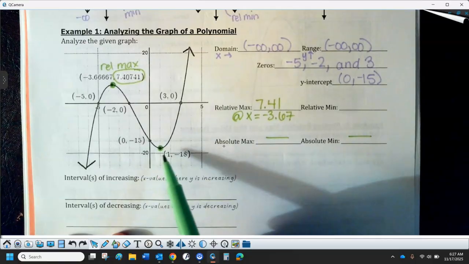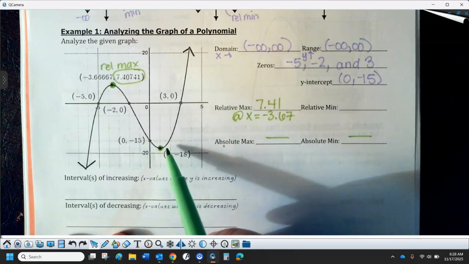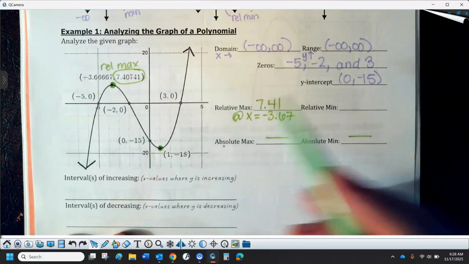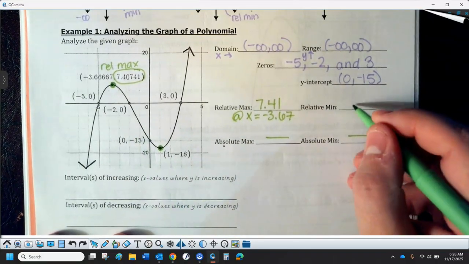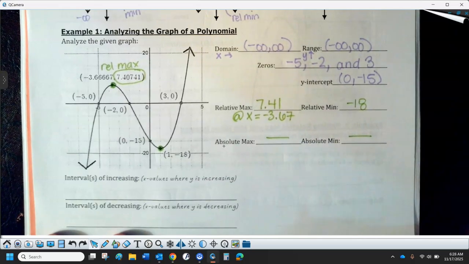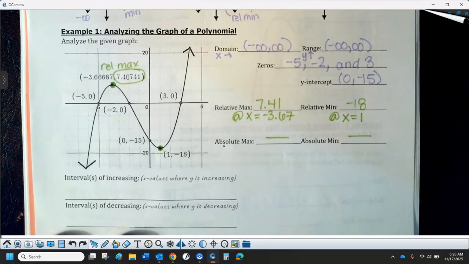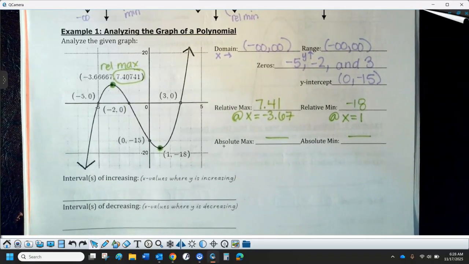Now, the relative minimum, this is at the bottom, like a bottom vertex of a parabola kind of looks where it goes from decreasing to increasing. This is a nice number. -18 is actually the relative minimum, and I'm going to say at x equals 1, just so you know where on the graph that occurs.